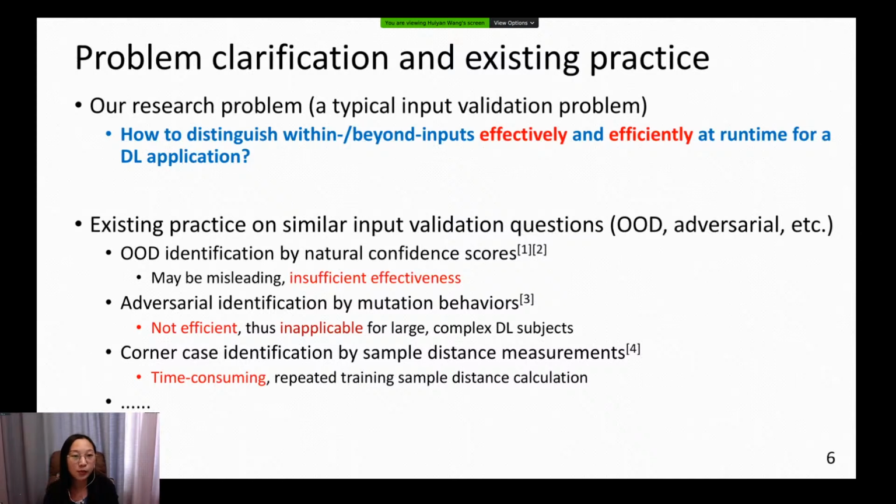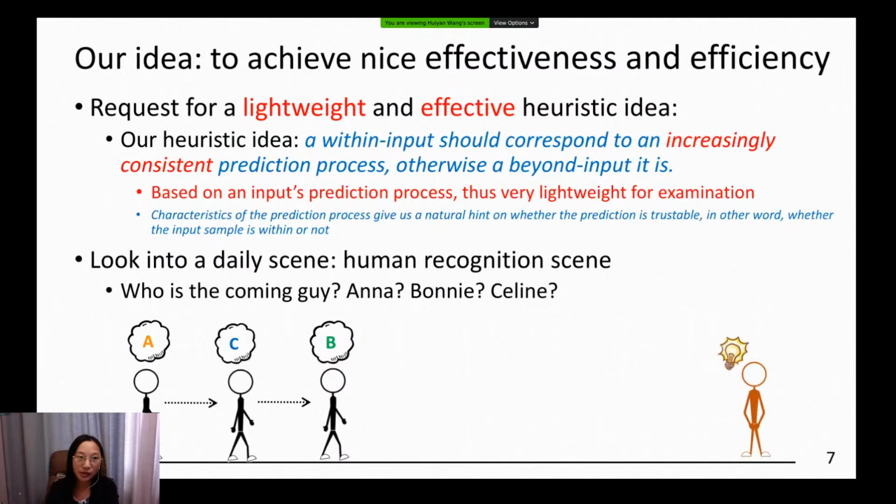Concerning existing practice, there is some work targeting similar input validation questions. Some work targets OOD identification and chooses to identify them by natural confidence scores. Such treatment is extremely efficient but lacks sufficient effectiveness. Some techniques target adversarial or corner case identification. This treatment is very good and effective, but tends to be not efficient enough. We try to address our problem and balance effectiveness and efficiency at the same time. Therefore, we are seeking a quite lightweight and effective heuristic idea.